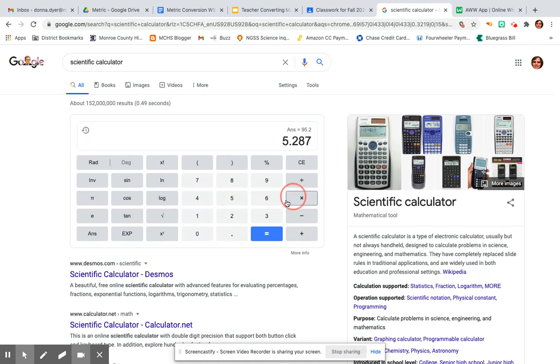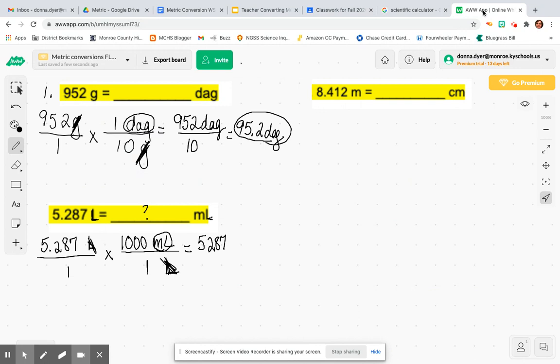5.287 times 1,000 is 5,287. And then don't forget you still have milliliter there. On the bottom we have 1 times 1, which is 1. Now we divide. 5,287 divided by 1 gives us 5,287 milliliters. And again, don't forget to give me units within your answers.